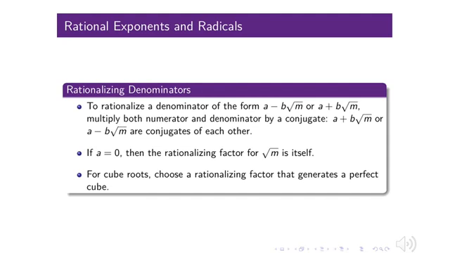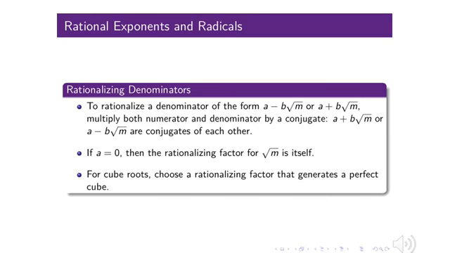First, to rationalize a denominator of the form a minus b square root of m, or a plus b square root of m, multiply both the numerator and denominator by its conjugate. To illustrate what a conjugate is, suppose we have the expression a plus b square root of m, then its conjugate is a minus b square root of m, or vice versa.